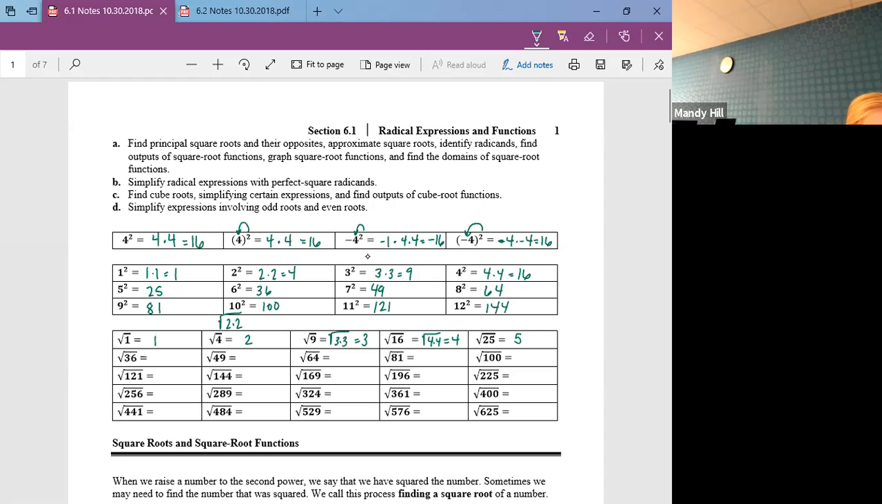These are the ones that you learned probably when you were in high school, so this doesn't come as a shock to you. These are just our basic square roots. So 14 times 14 would be 196.